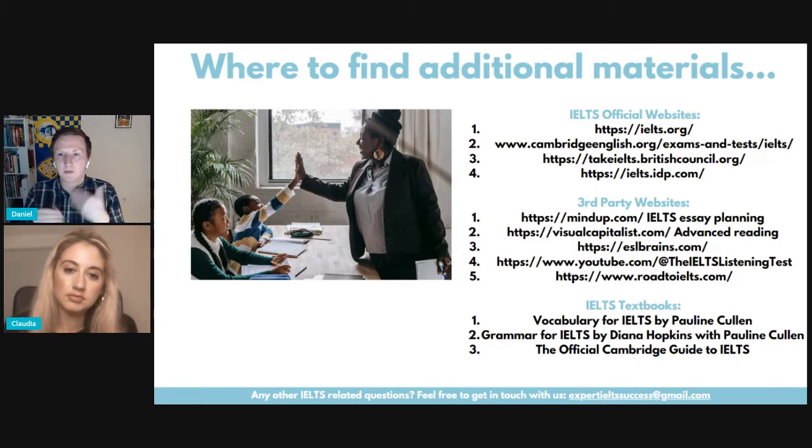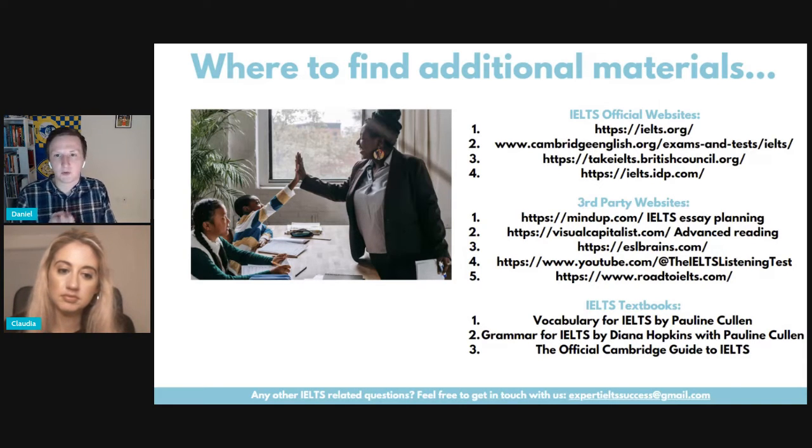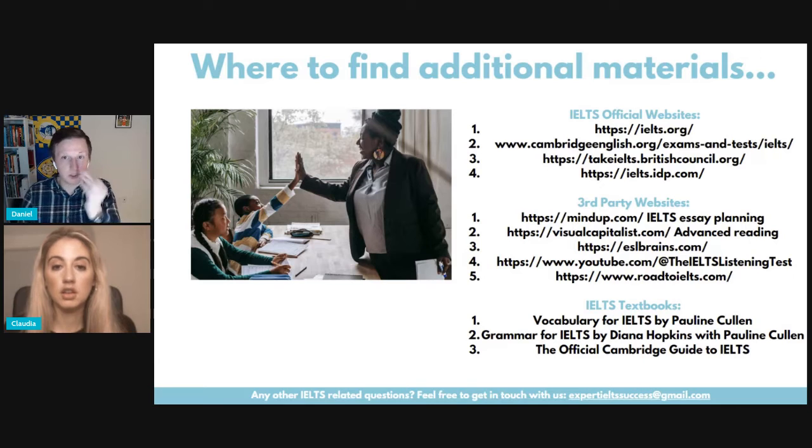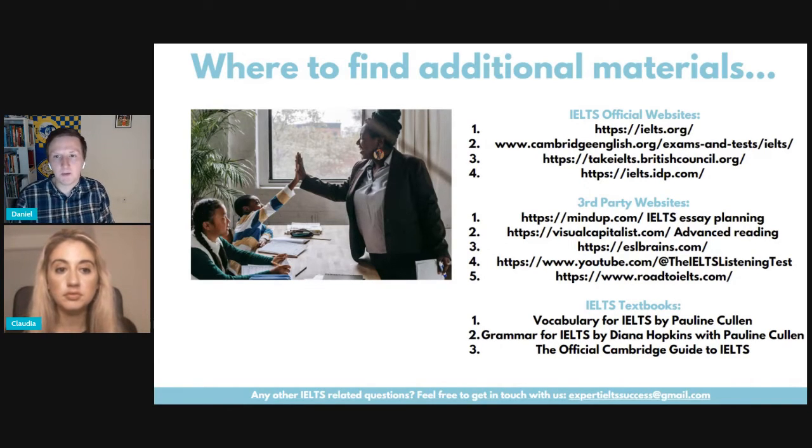So we always recommend, if you're starting out or if you just want to know a little bit more, go to the official places. So that's IELTS.org, CambridgeEnglish.org, takeielts.britishcouncil.org, and IELTS IDP. These are the 4 official ways that people get their information on IELTS, and they base a lot of their teaching off these requirements because they are straight from the horse's mouth. So this is a good place to start if you're not sure about certain things.